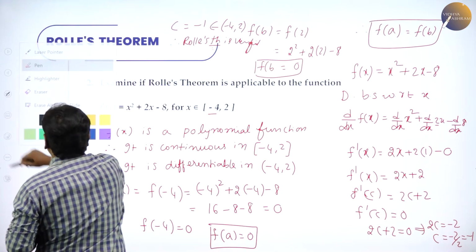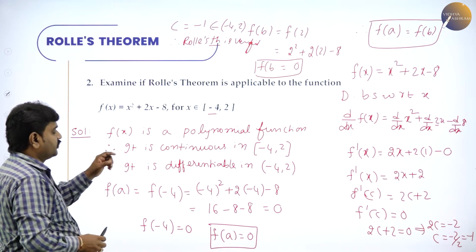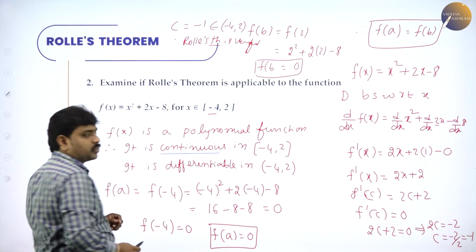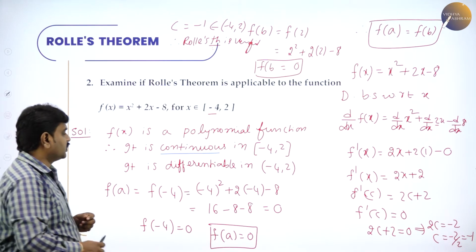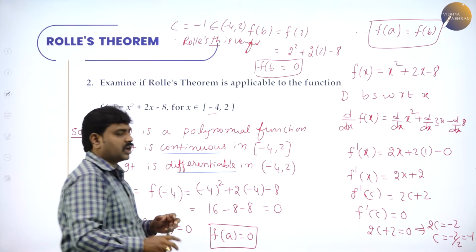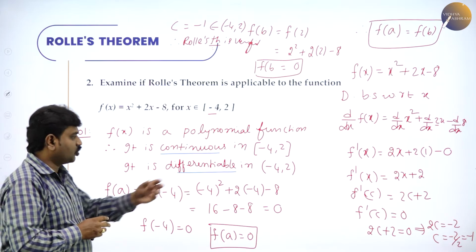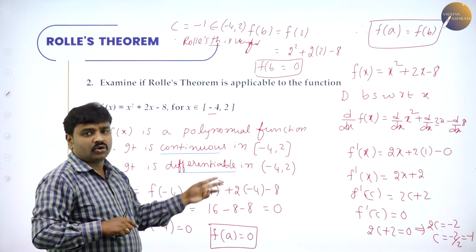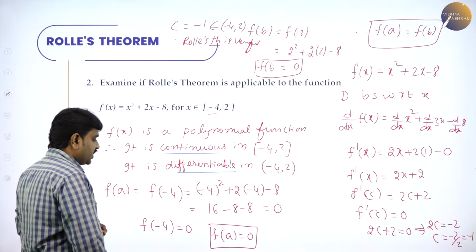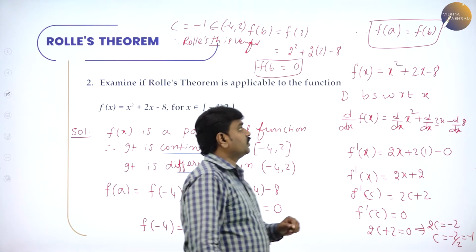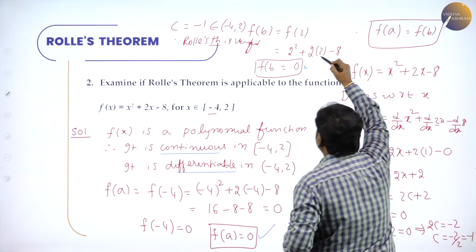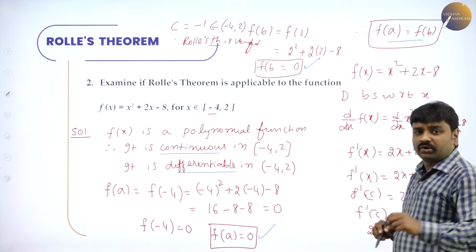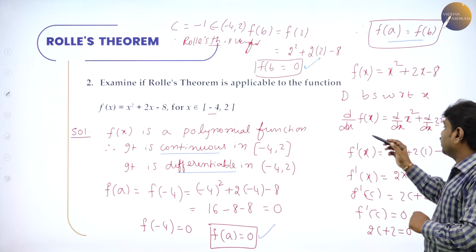I hope all of you understood this. So what is the first thing? First you should prove continuity. It is a polynomial, therefore it is continuous. Then you should prove differentiability. It is a polynomial, therefore it is differentiable in the open interval. Continuity should be in the closed interval, differentiability in the open interval. Then find f of a, that gives you 0. Then find f of b, that also gives you 0. So f of a should be equal to f of b. We got that.